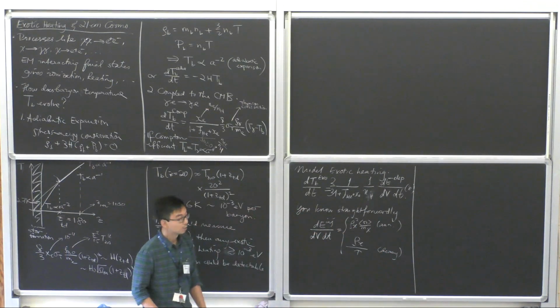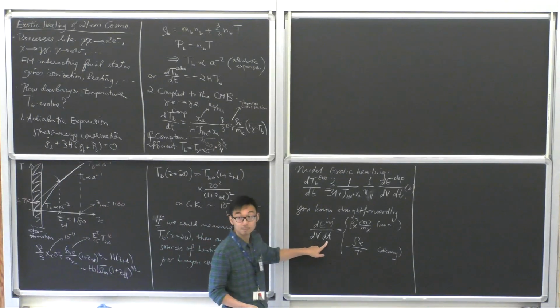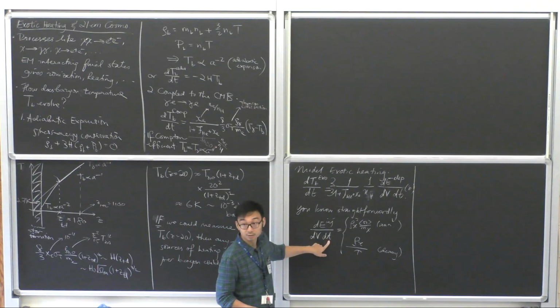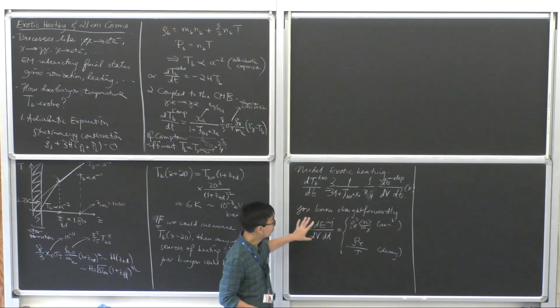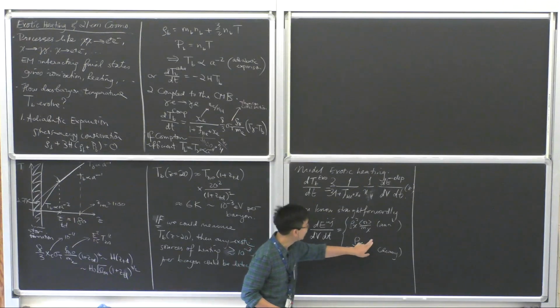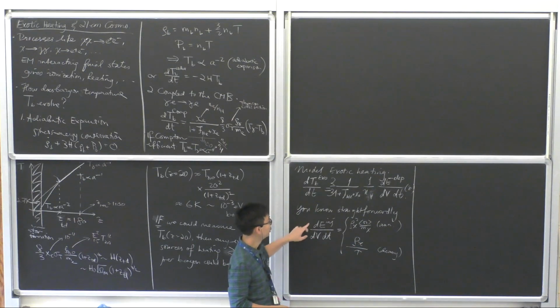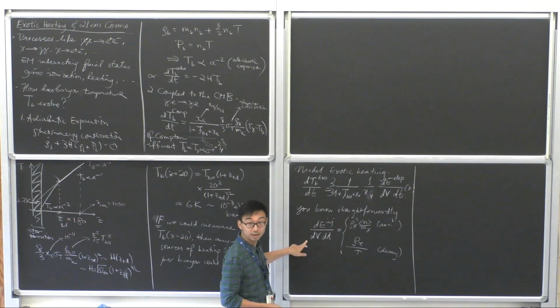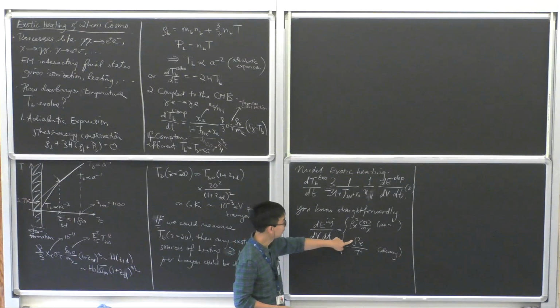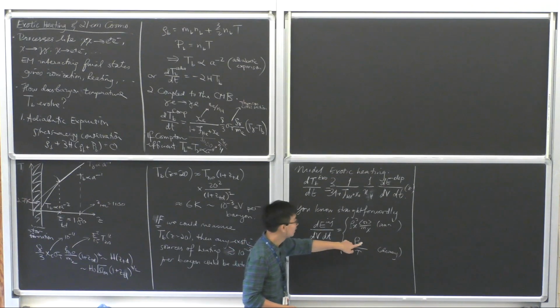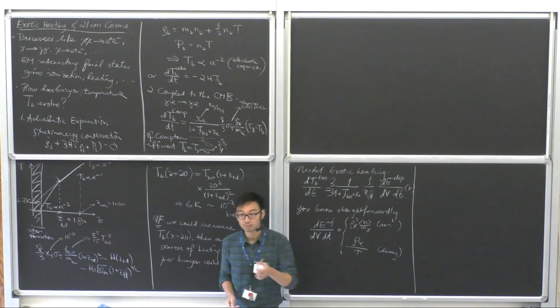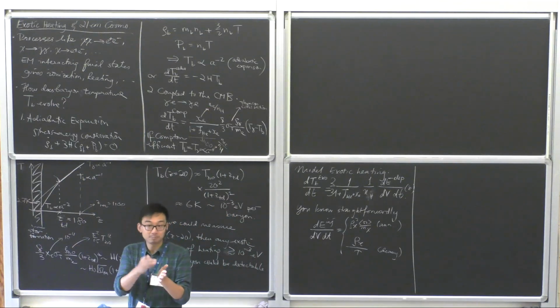Okay? So how do you think about this? In some small amount of time t, I would just multiply this by t to get the energy injected per unit volume. And the energy injected per unit volume is just the dark matter energy density times t over tau, which is the ratio of the time elapsed divided by the lifetime.